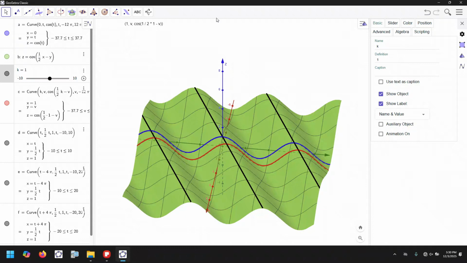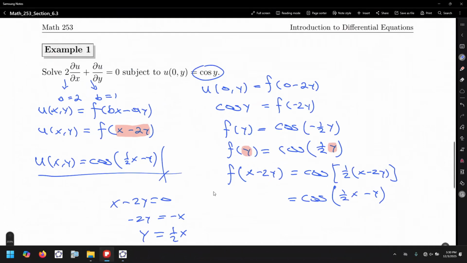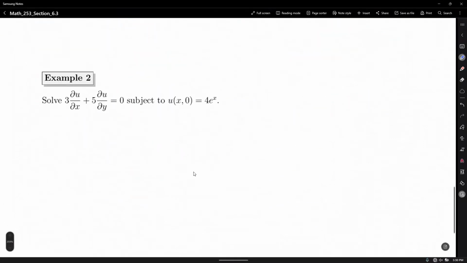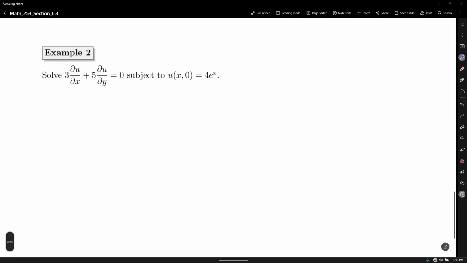So, okay, let me go back to the notes. Let's have a look at another example. Let's solve the partial of u with respect to x plus 5 times the partial of u with respect to y equals 0, subject to the condition u of x, 0 equals 4e to the x. Now we're making the y coordinate equal to 0, not the x coordinate like we did before. I'm not going to do a graph for this one, but at least I would like to solve the problem. So let's see.